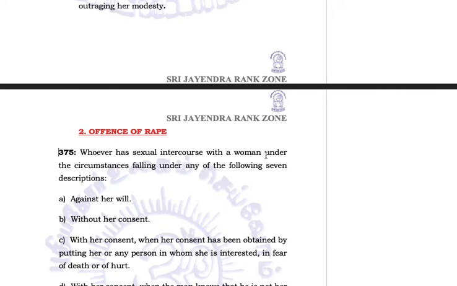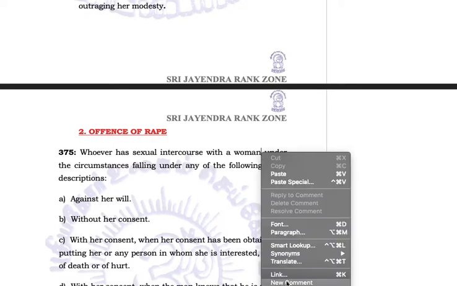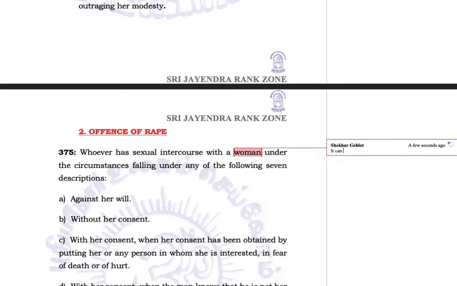If you are having sexual intercourse with a woman, and we are talking about sexual intercourse, that means the offense we are talking about, rape, can only be committed by a man, and the victim can only be a woman.